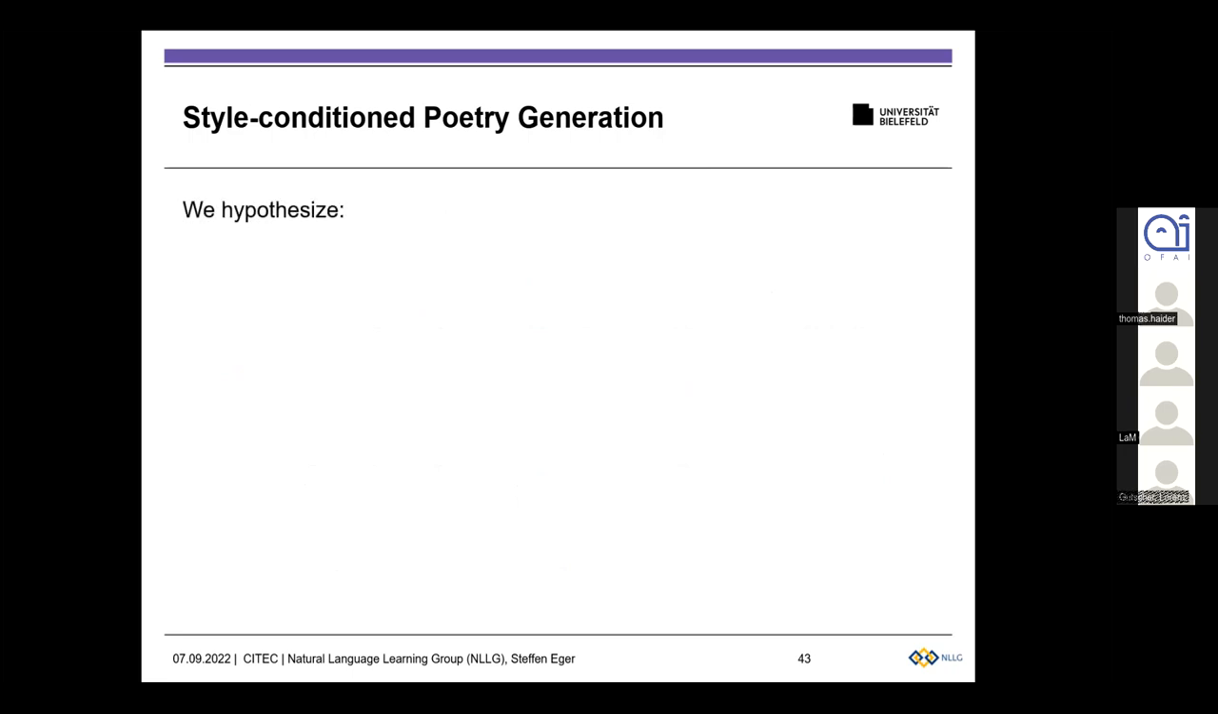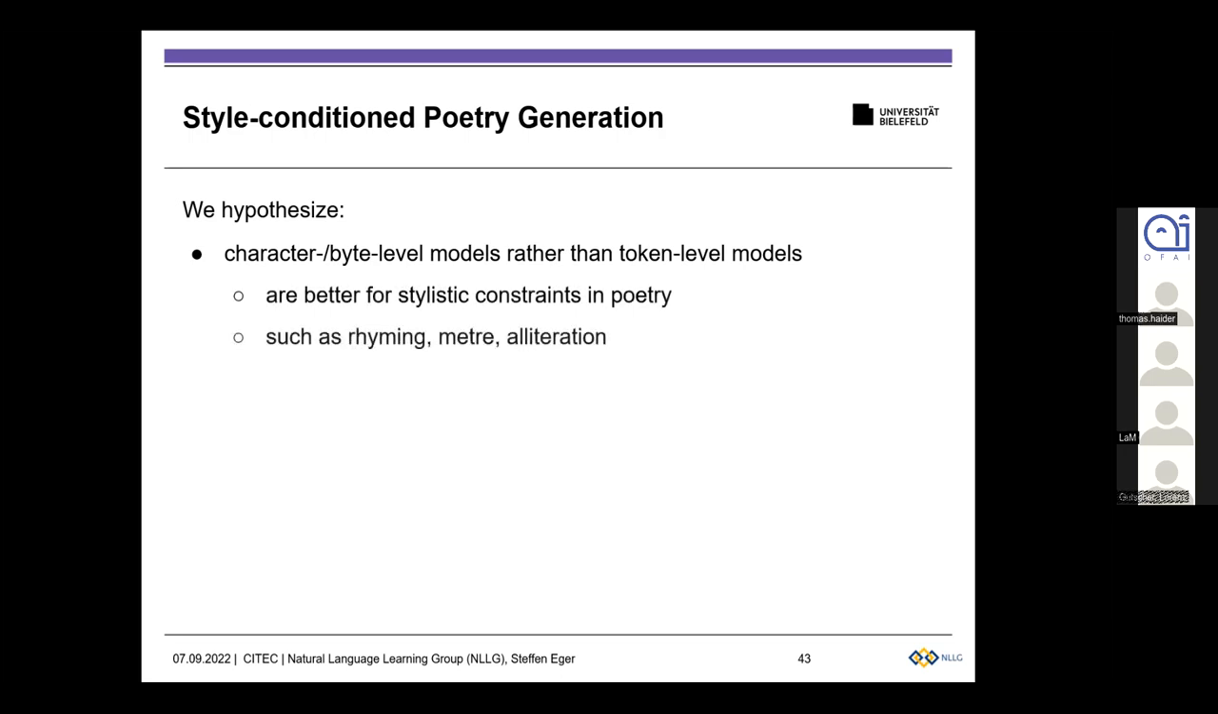All right. So now, when we come to the modeling aspect, we hypothesize that character or byte level models are better for satisfying those constraints, better than token level models. Especially for those stylistic constraints that we consider, such as rhyming, meter, and alliteration, because all of those stylistic constraints have to do with subword phenomena. So rhyming concerns the ending of a word, meter concerns the syllables, and alliteration concerns the initial sound of words. So we think that character level models are better than token level models for those constraints.